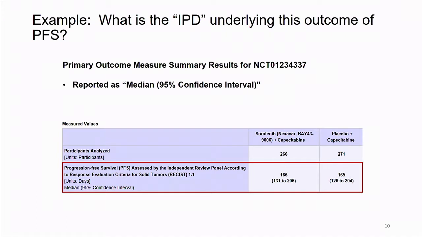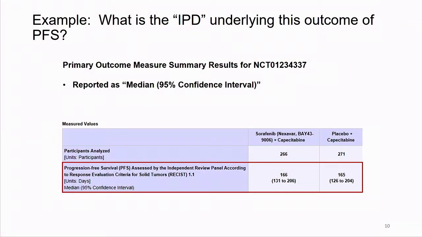So think about what would be the IPD underlying the outcome of progression-free survival. So progression-free survival is a very common outcome measure. I forget what percentage of oncology studies in ClinicalTrials.gov have it as a primary, but it's a large percentage. It's frequently reported as here as the median progression-free survival with some range around it, in this case a confidence interval. So what would be the IPD underlying that?